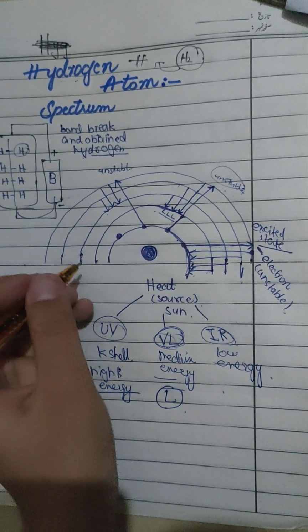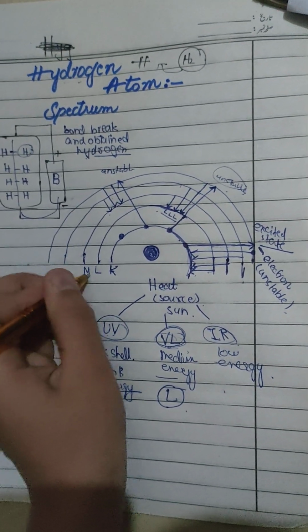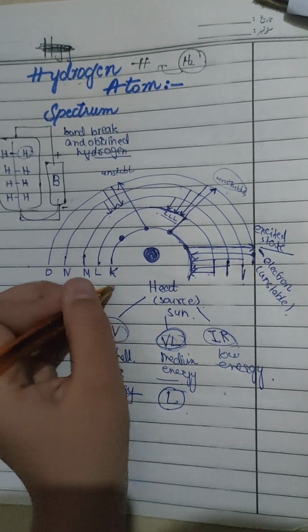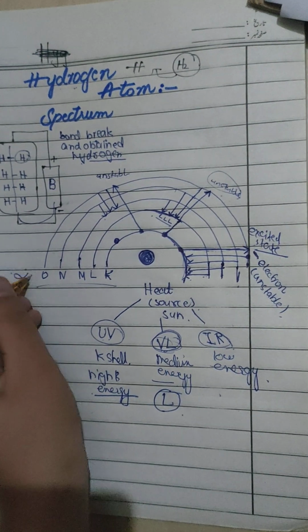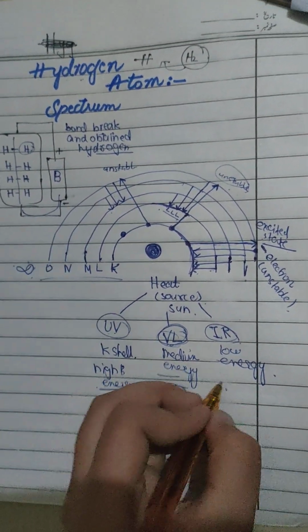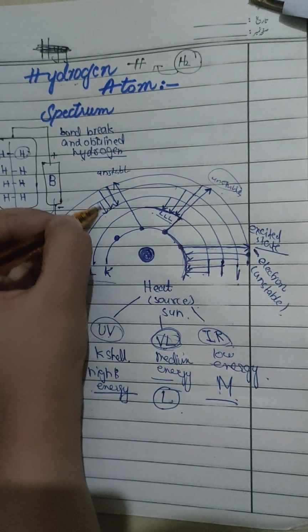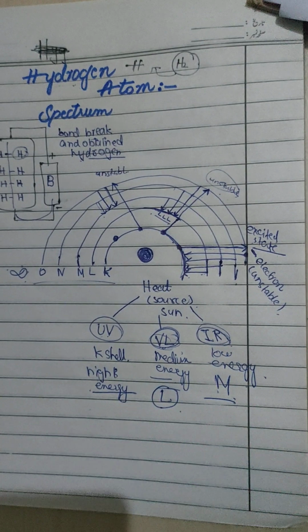This electron comes at, this is K, L, M, N, O. These are the 5 shells and more, up to infinity. Fine. So this electron comes at the M shell, because here this electron becomes stable at the M shell because of IR, which has low energy.